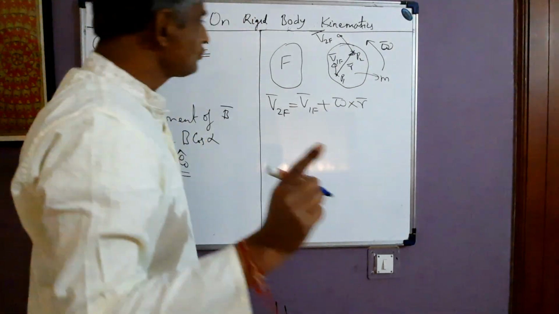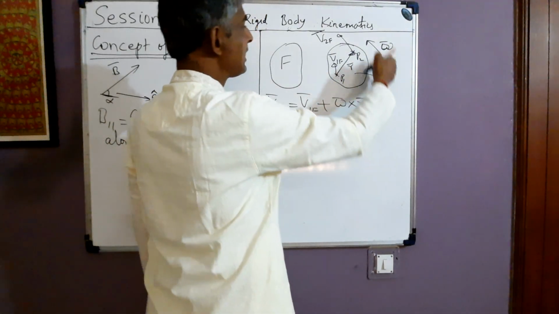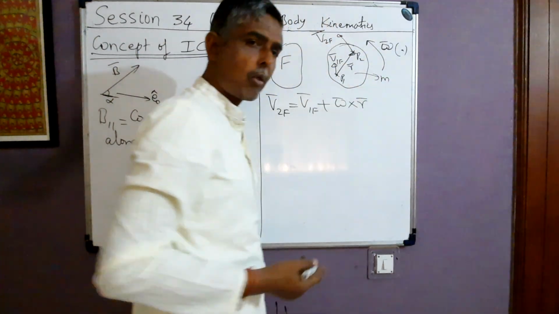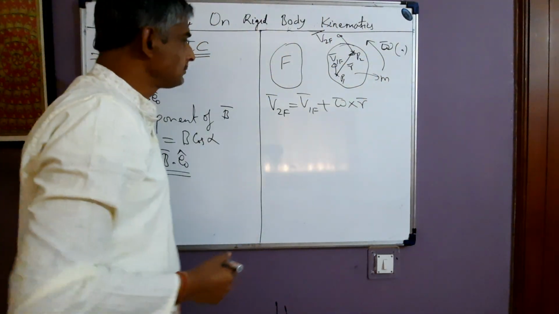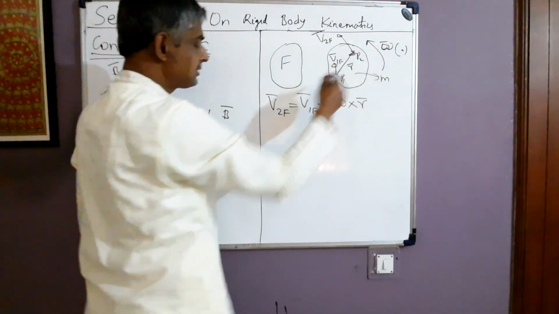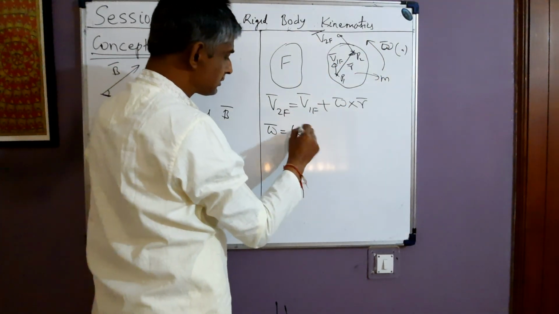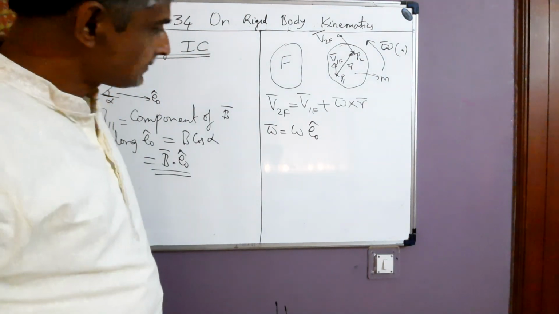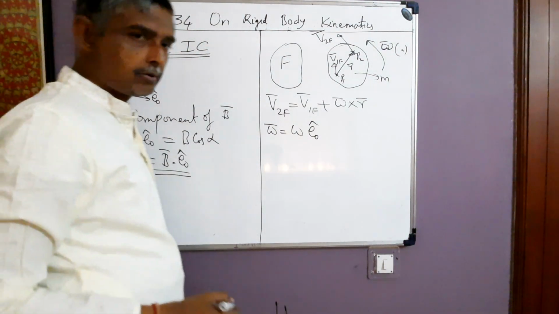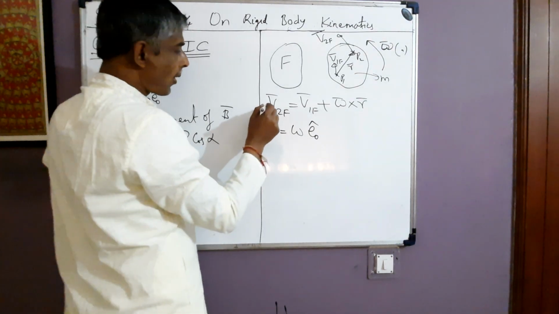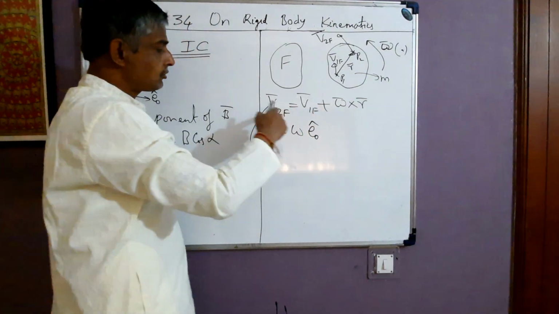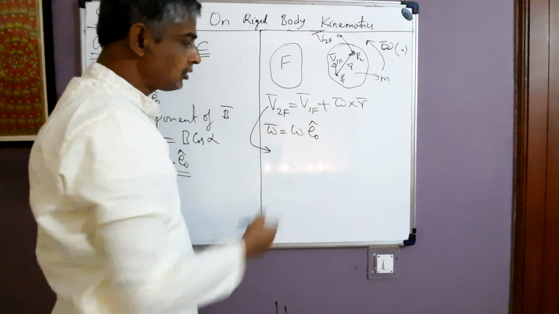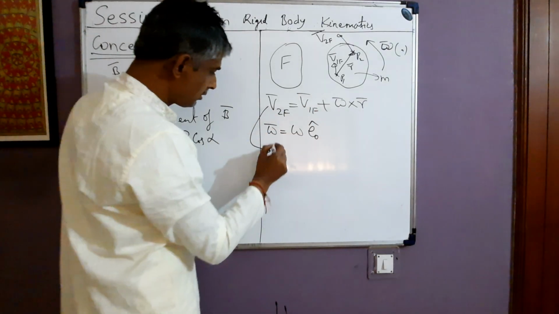Okay. The first thing, suppose omega is in this anti-clockwise sense. Suppose the sense of omega is outward. See, I express this vector omega in vector notation like this: omega into E naught hat. Alright. Now, I take the dot product of this equation with E naught hat. I dot this equation on both sides with E naught hat.